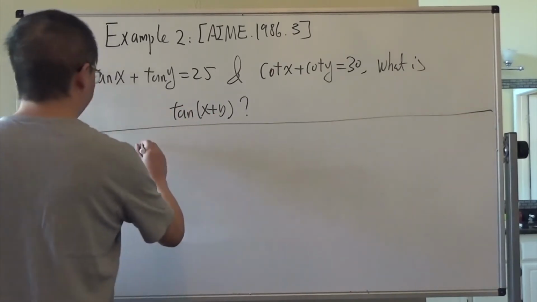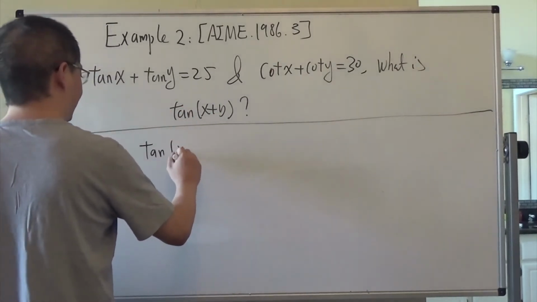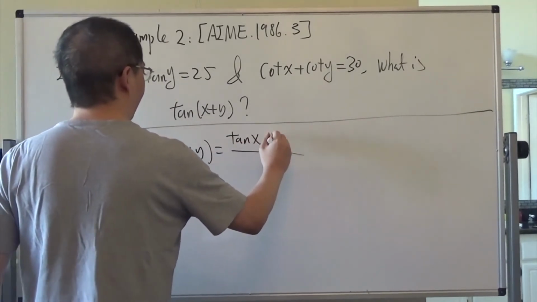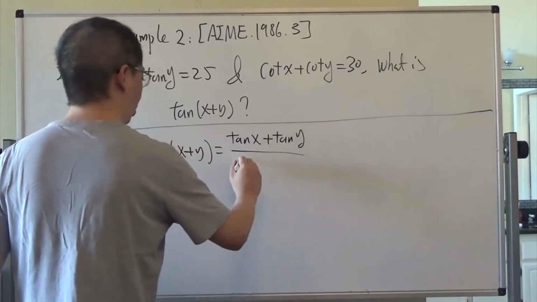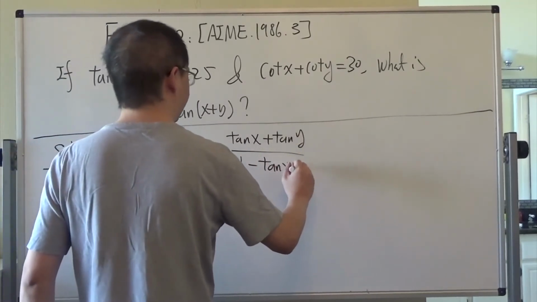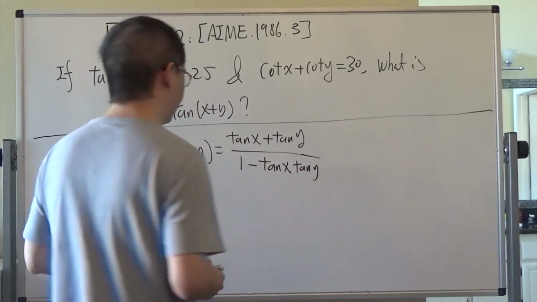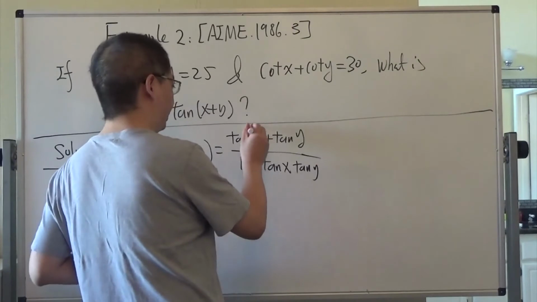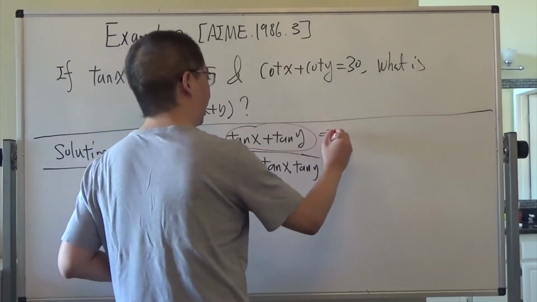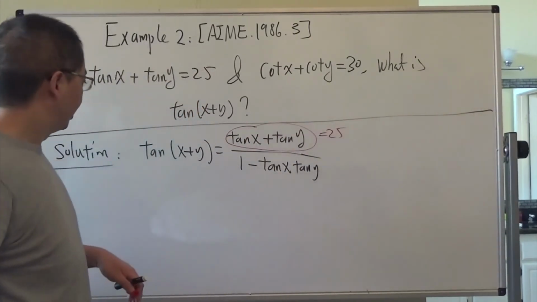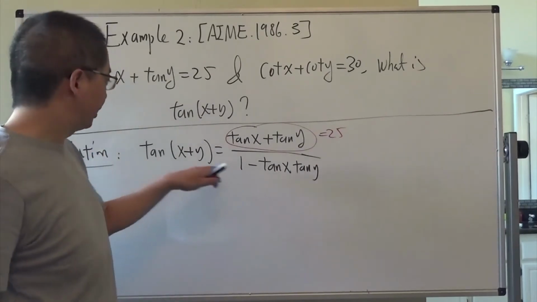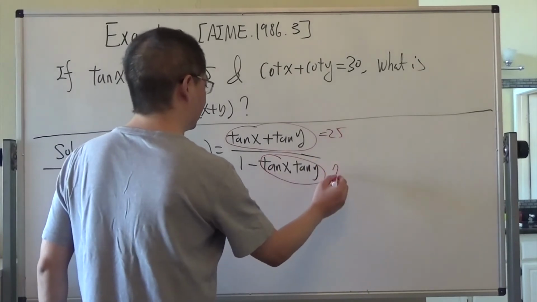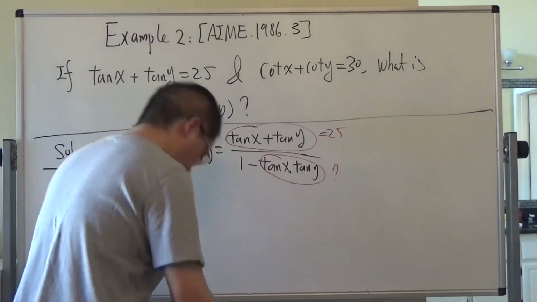Solution. If we recall the sum formula, tangent of x plus y equals tangent x plus tangent y over 1 minus tangent x times tangent y. Okay, now we already know tangent x plus tangent y, which is given as 25. Therefore, in order to get tangent of x plus y, we need to figure out this missing piece, tangent x times tangent y. Okay.